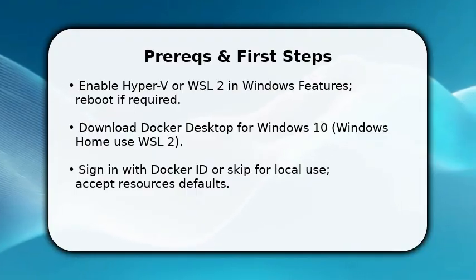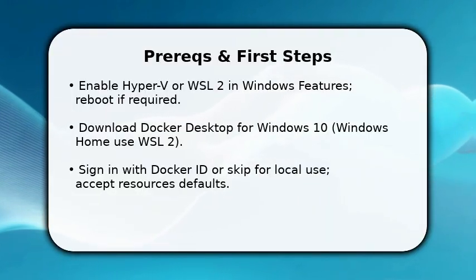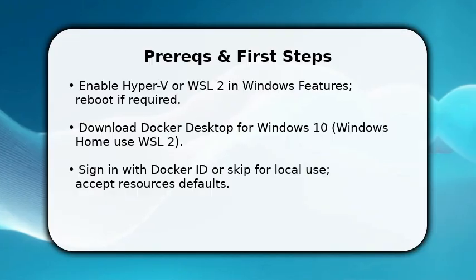You start by confirming prerequisites. Enable Hyper-V or WSL2 and install Docker Desktop. Once done, run the installer and accept required features. Make sure to reboot when prompted.